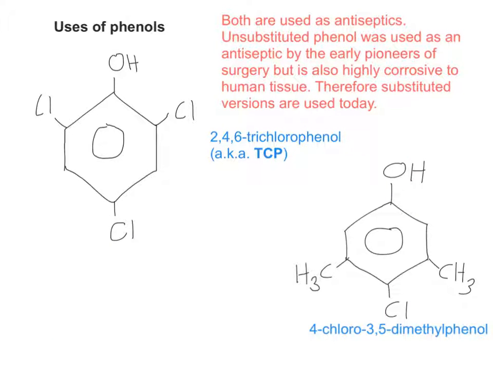So phenols have a long history of being used as antiseptics, but pure phenol itself is actually quite corrosive to human tissue, so it also does quite a lot of damage. As well as killing germs and bacteria, it destroys healthy cells as well. So nowadays we use substituted versions like 2,4,6-trichlorophenol, or TCP, that you can buy in the shops, or Dettol, for example, which is 4-chloro-3,5-dimethylphenol. So the antiseptic properties of the phenol functional group are still in use, but we substitute other things onto it to try and reduce its corrosive nature on human tissue.